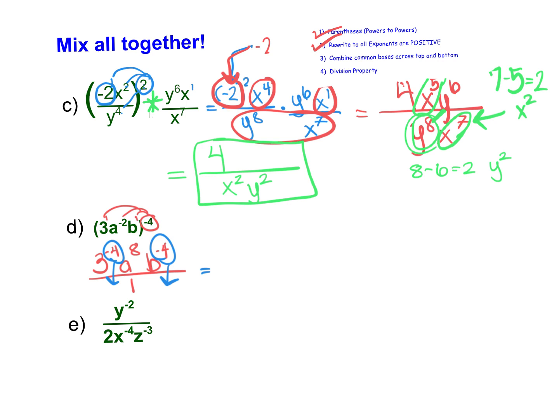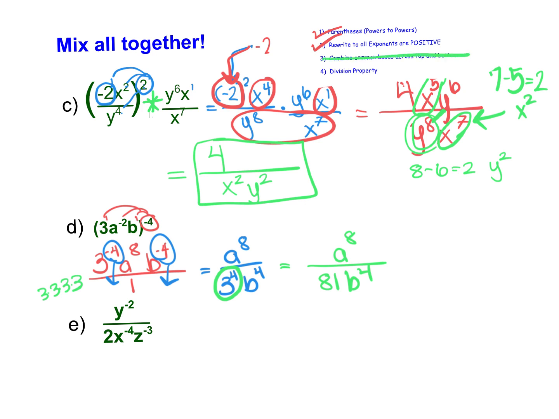So as I do this, my a to the 8th, because it is positive, stays in the top, but my 3 to the 4th moves to the bottom and the exponent becomes positive. And my b to the 4th moves to the bottom, and as I move it there, it also becomes positive. Then if I take a look, I notice that I have a numerical value that I can simplify. So 3 to the 4th I know is 3 times 3 times 3 times 3, and if I evaluate that, I get 81.